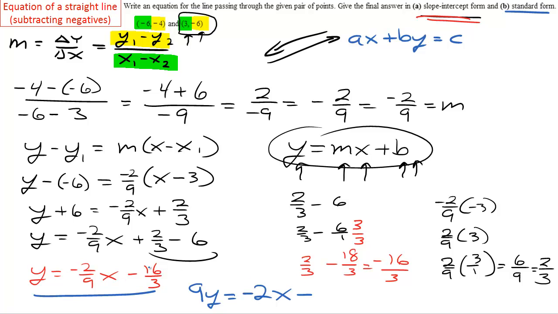And then minus, I'm multiplying this, remember, by 9, not 9 over 9, 9 over 1. And these cancel, and it becomes a 3, and now you're just multiplying by a 3, and 16 times 3 is 48. Move the 2x over to the other side, and you have 2x plus 9y equals negative 48. And that's it. That's standard form. And that's some good practice with subtracting negative numbers.